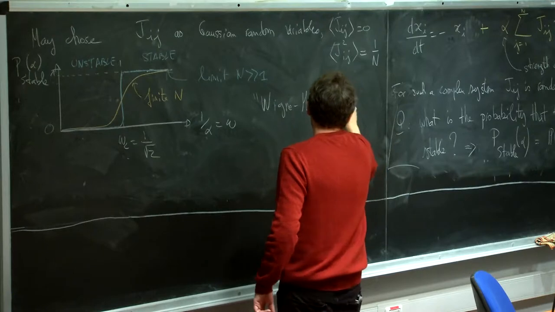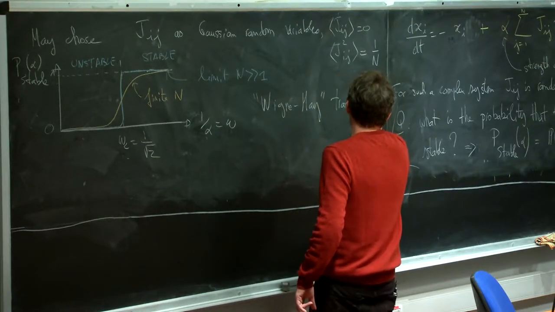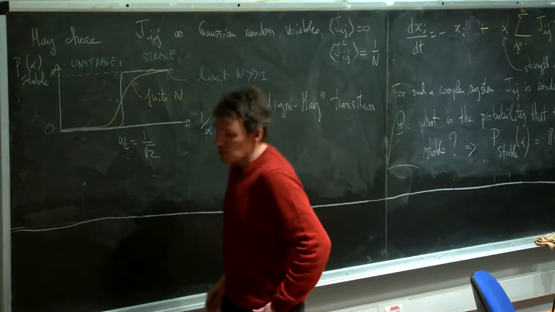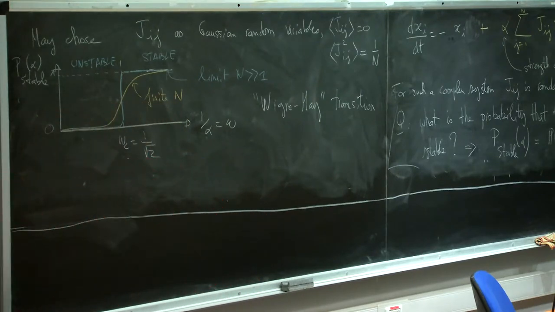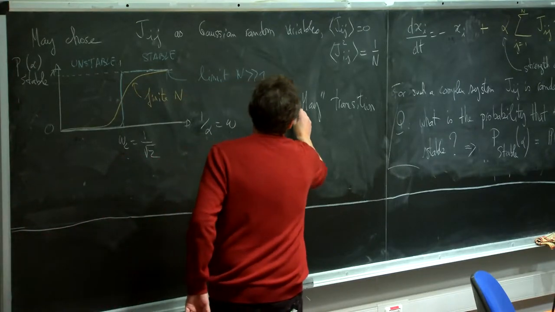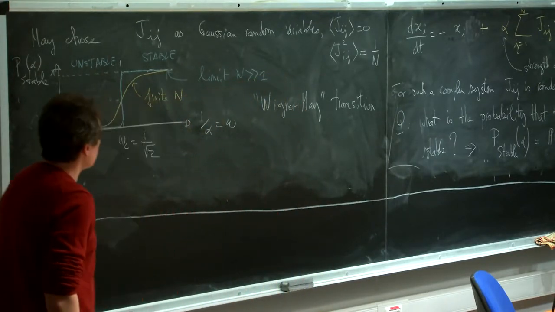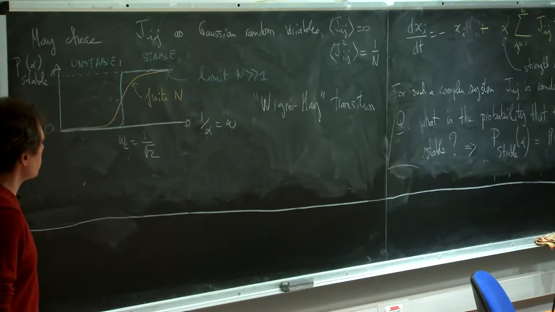So May, for obvious reasons, because he introduced the model. Now Wigner, because this turns out to be, Wigner was one of the pioneering researchers in the field of random matrices, and you will see that this transition is really related to random matrix theory, and in particular to the Wigner semicircle.